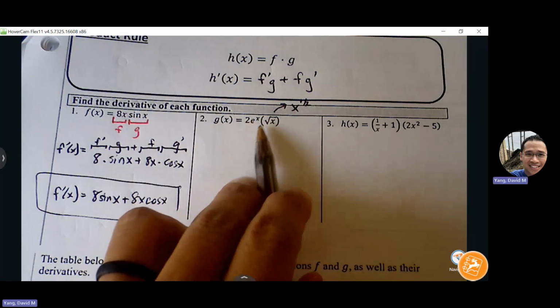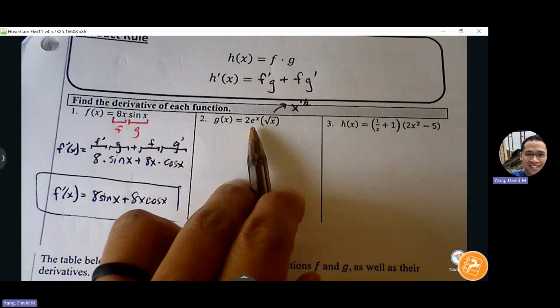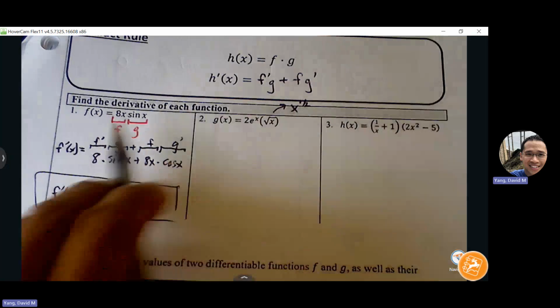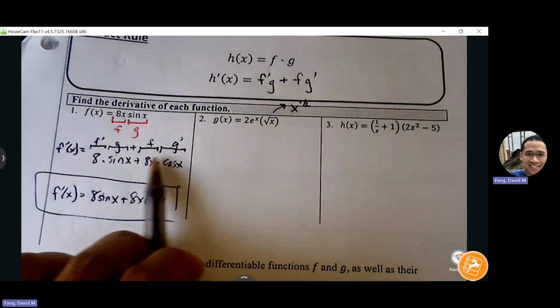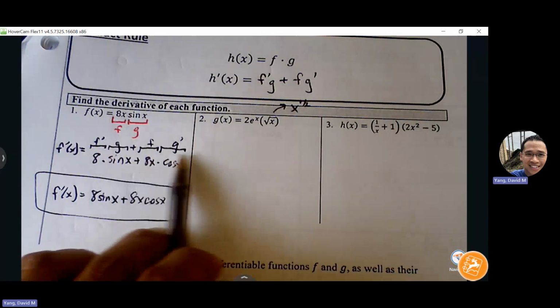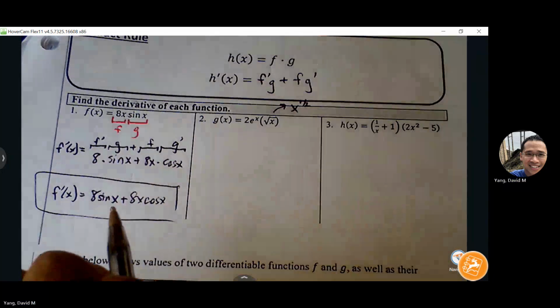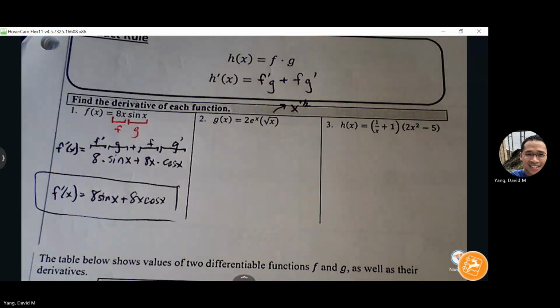What's the rule for e to the x? Just e to the x. That's nice, right? The derivative of e to the x is simply just e to the x. So go ahead and set up what you want to find for each part of your product rule, and then we'll compare our answers.